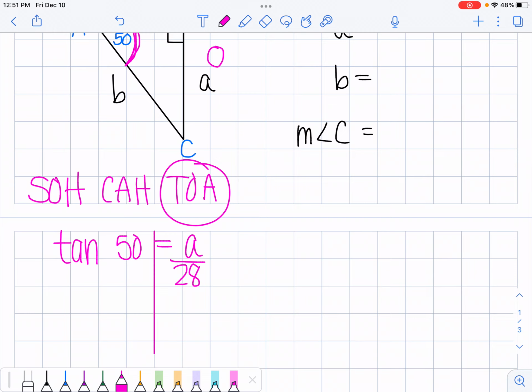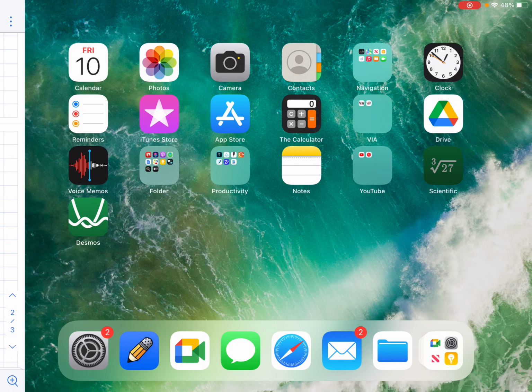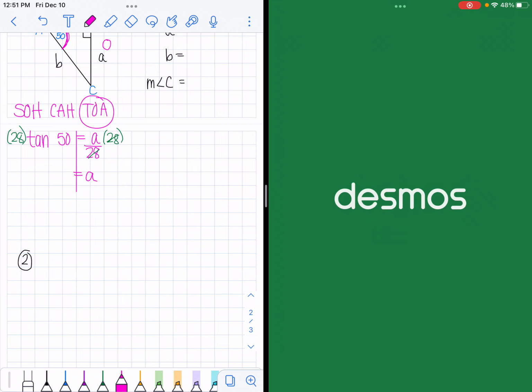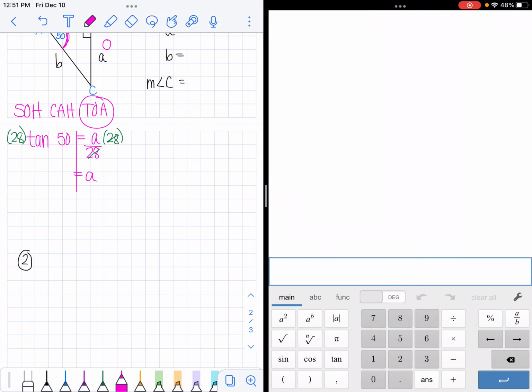Now, to get a by itself, I have to multiply both sides by 28 to cancel out that 28. And then I'm just going to type it in on my calculator. 28 tan 50. I want to make sure I'm in degrees. So next to the backspace arrow where it says deg on the top, if you click it, it'll turn into rad. You want to make sure it stays in deg for degrees. 28 times the tangent of 50 gives me 33.369.